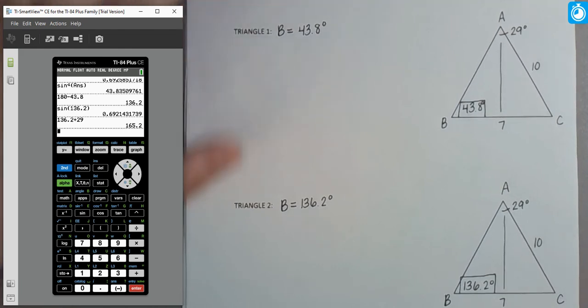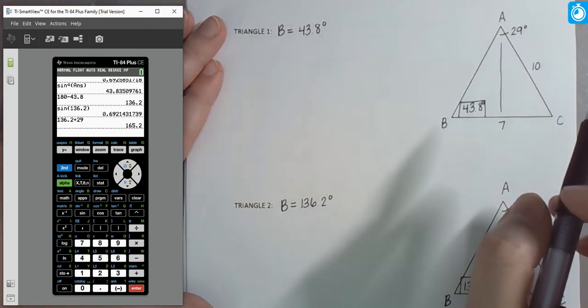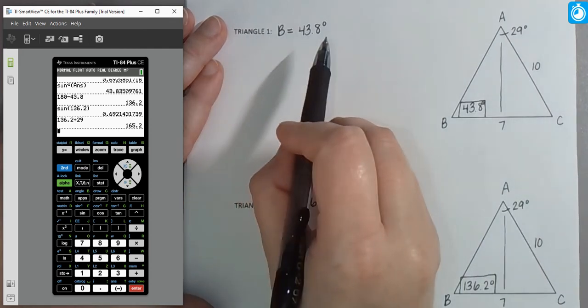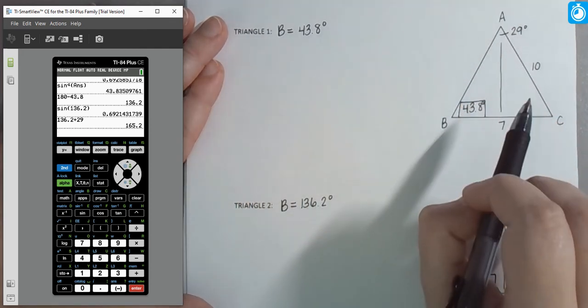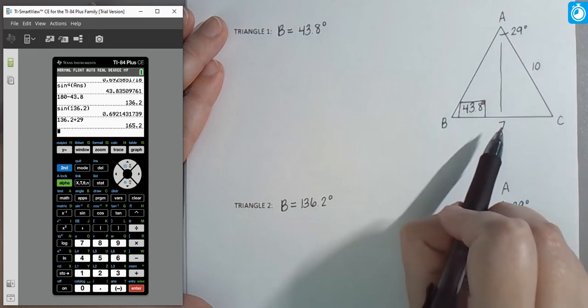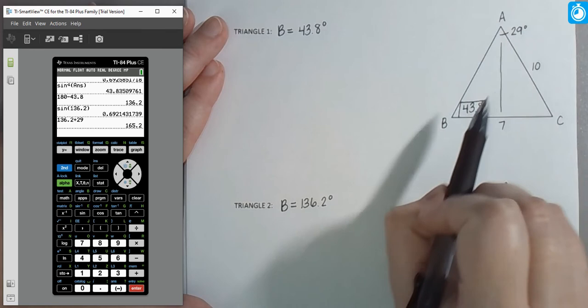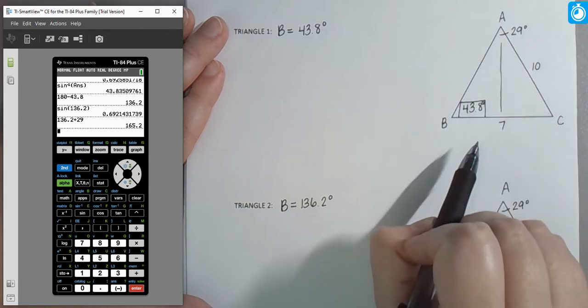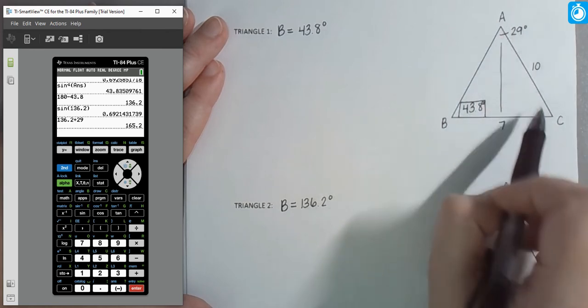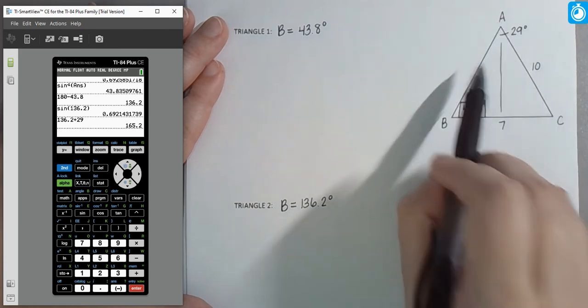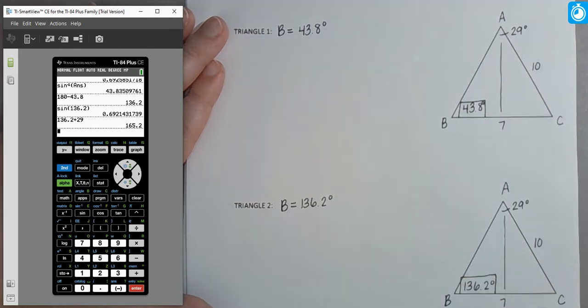So what does all of this mean in the context of the numbers in the problem? For triangle 1, 29 degrees is our smallest angle, opposite the smallest side. 43.8 degrees is the next largest angle, because C clearly has to be larger than those two. So this is the side in the middle, and C will be opposite the largest side. For this triangle, angle B is going to be the largest angle. If we have an obtuse angle, that's the only one we have in the triangle.